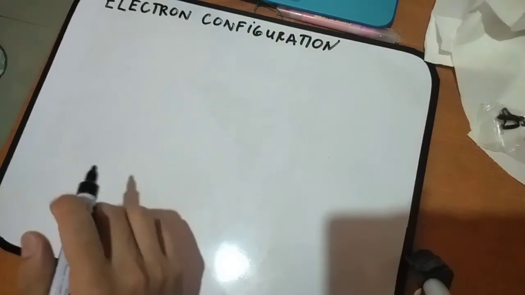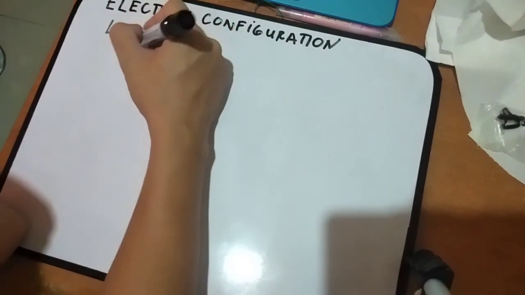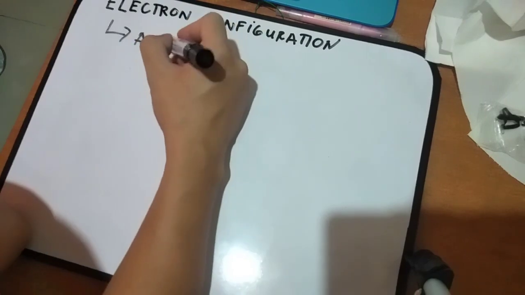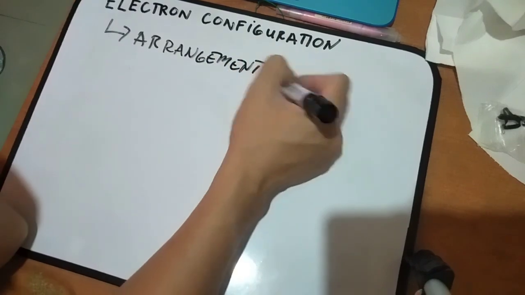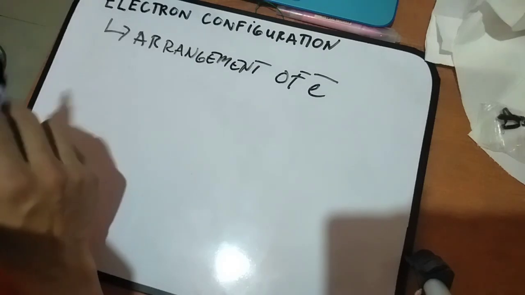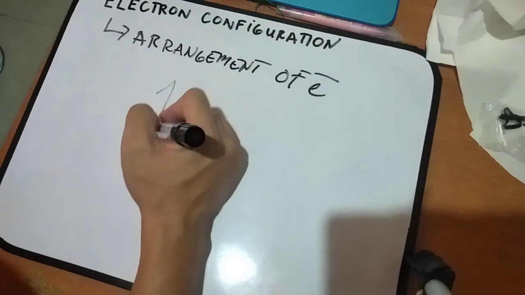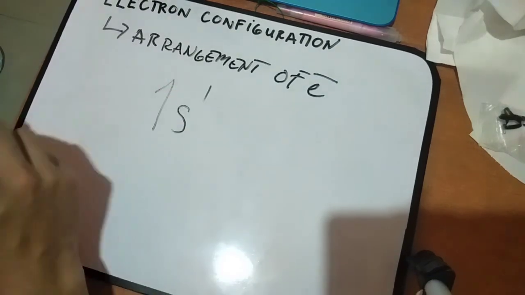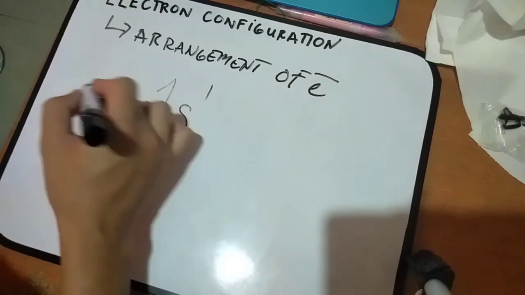Hi guys. So this is natin ngayon yung electron configuration. What is electron configuration? Electron configuration is simply the arrangement of electrons. Basically that's it. In your electron configuration, you usually see this type. Diba? Ano yan?